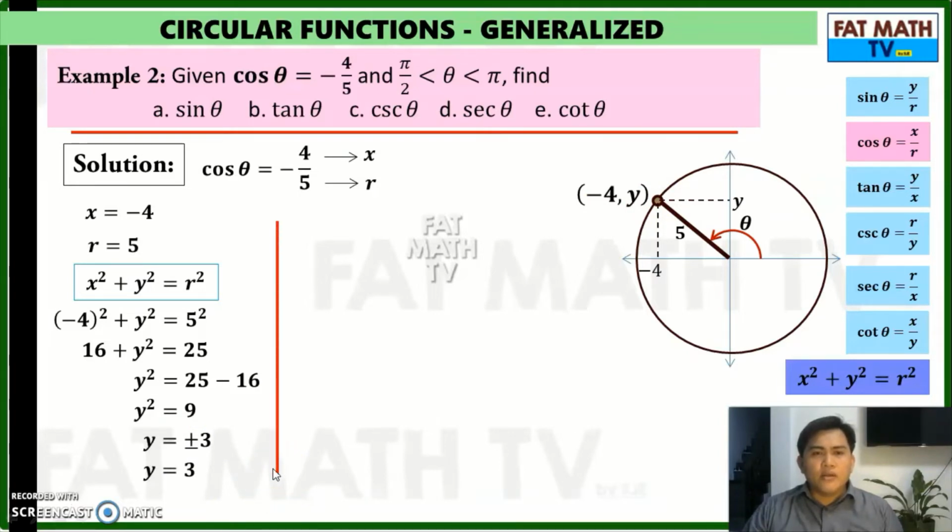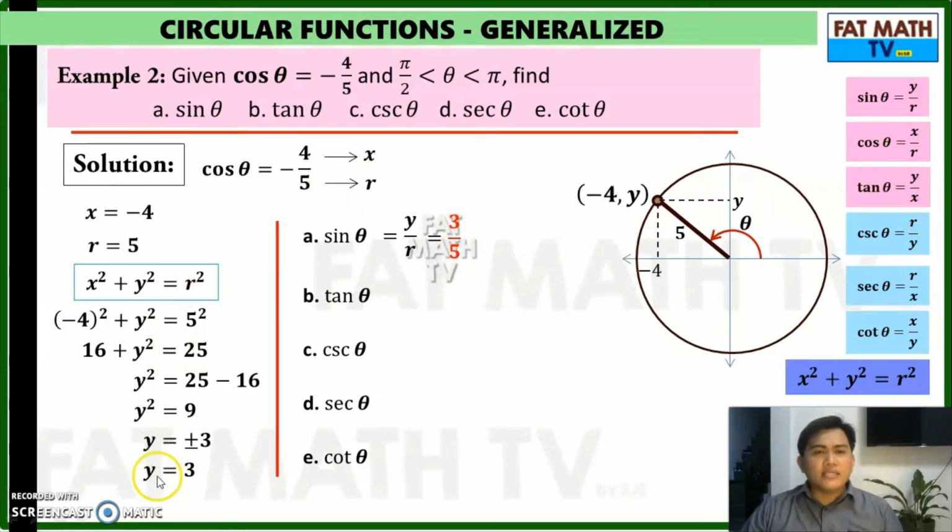Okay, so we already have the value for y. It's already complete because we just need the 3 values, x, y, and r. So we have already solved for y, then we can already answer these ones. Sine of theta is y over r, so y is 3, r is 5, so 3/5.